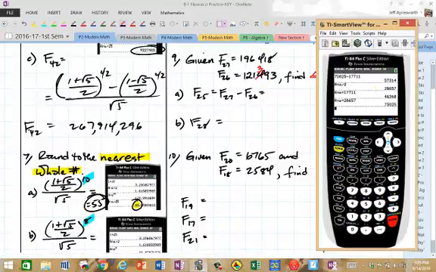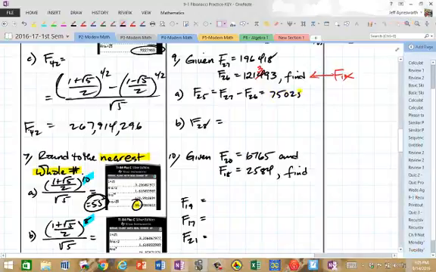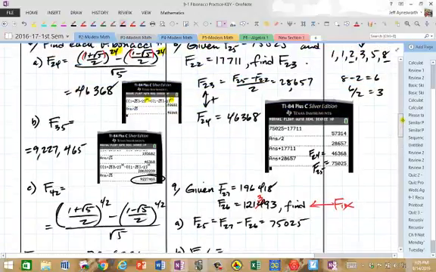So let's do that. So let's press clear here. And so 196,418 minus 121,393. So there's my 25th one. So 75,025. We already knew that from above, right? Look at that. It's right up there.